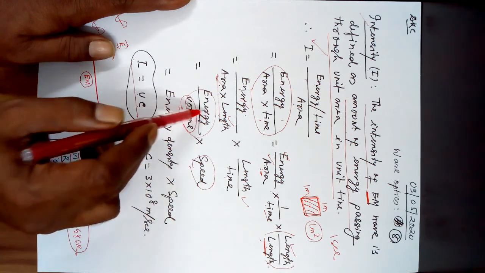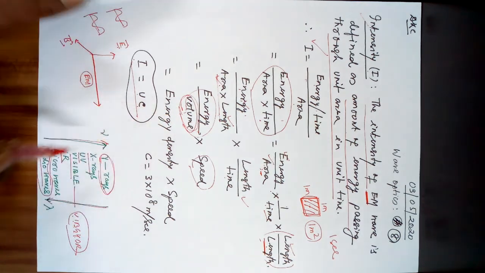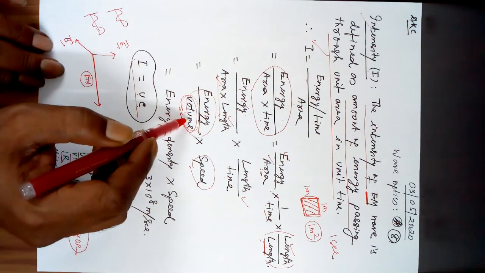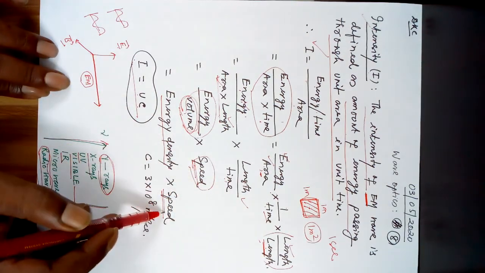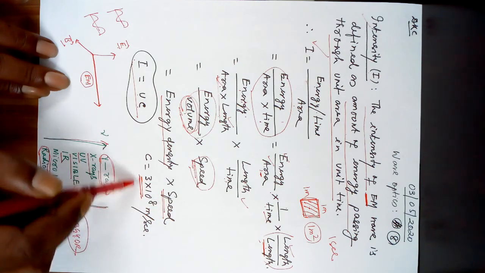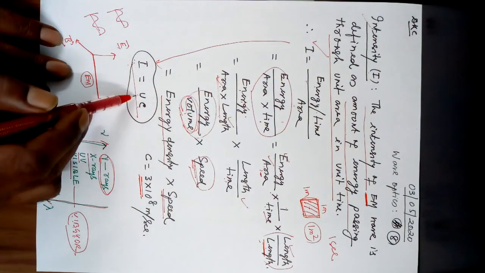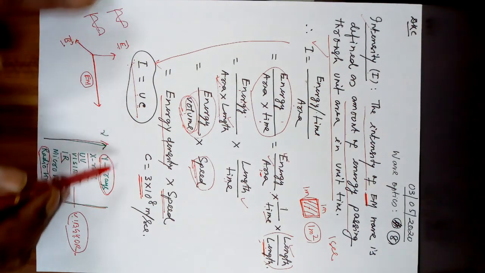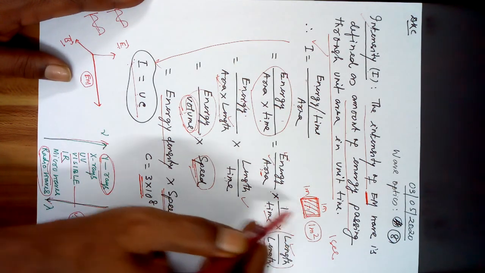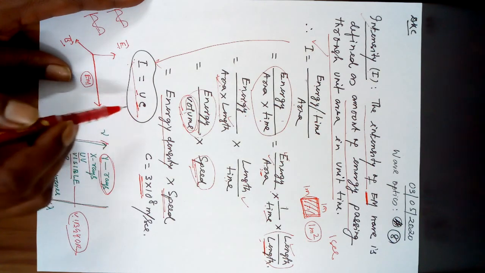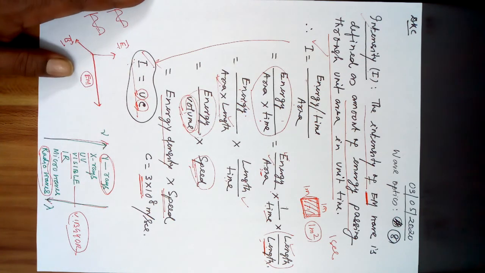Now look at this. What is this? How much energy is associated per unit volume? That is energy density, and length by time is nothing but the speed of the electromagnetic wave, which is 3 into 10 to the power 8 meter per second. So your intensity I is equal to energy density into speed of the electromagnetic wave. This means energy passing through unit area per unit time is equal to energy density into this. This is constant. So if energy density is more, the intensity will be more.